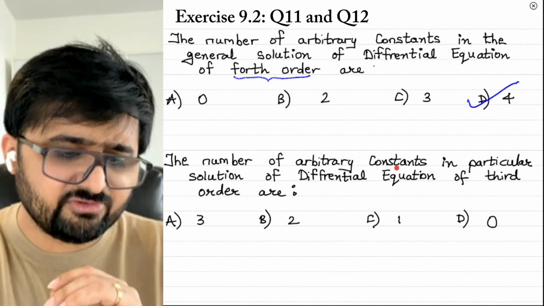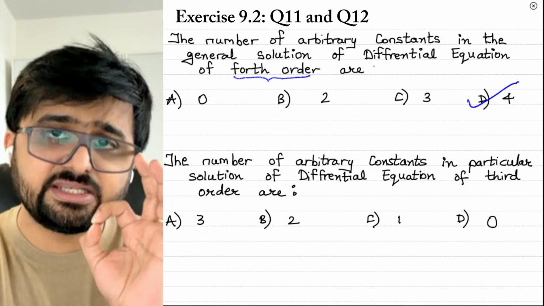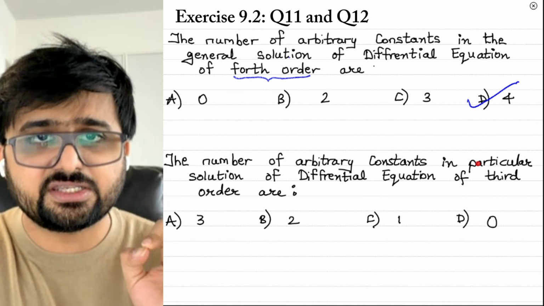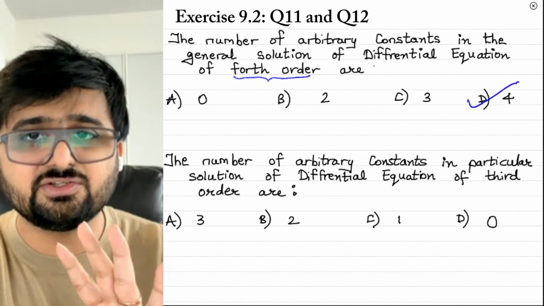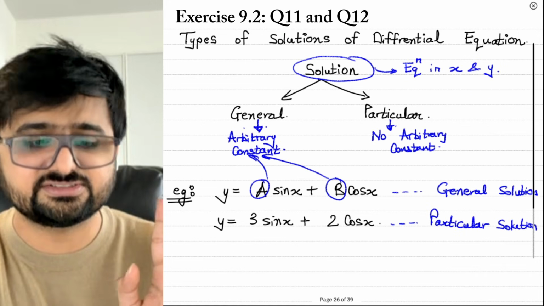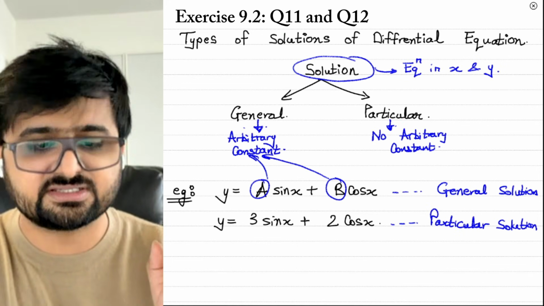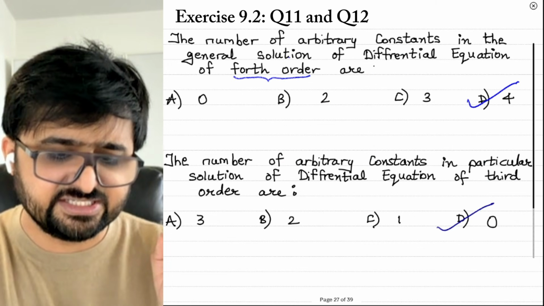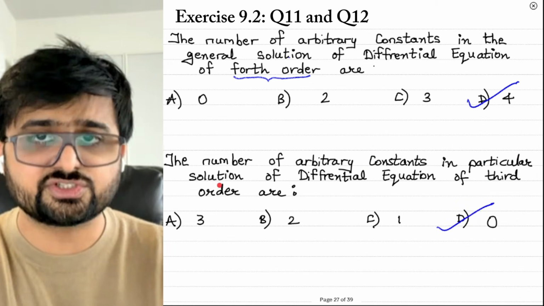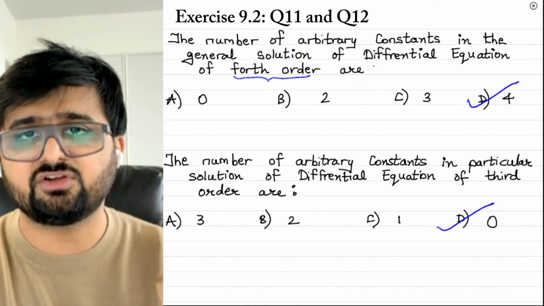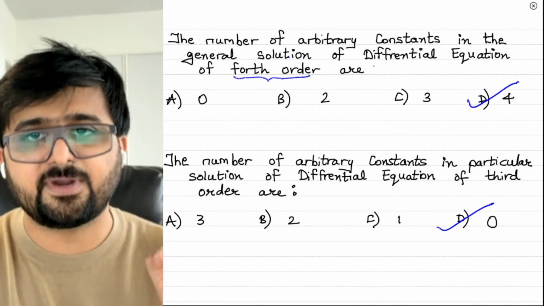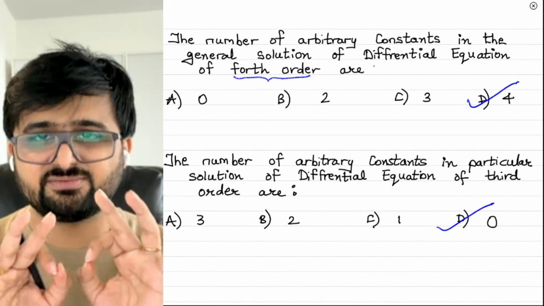Next, the number of arbitrary constants in the particular solution. Whenever you see the words particular solution, they never have arbitrary constants. Here we just saw a particular solution will never have arbitrary constants, which is why the answer is zero. Since it's a particular solution, there will be no arbitrary constants present at all. I hope that explanation makes sense.